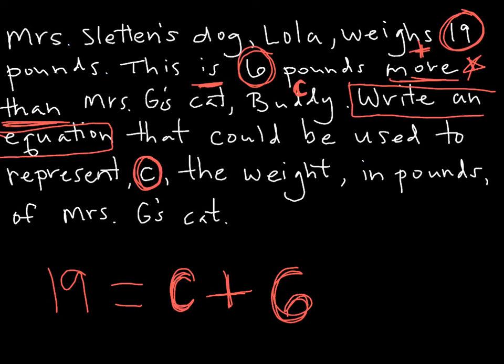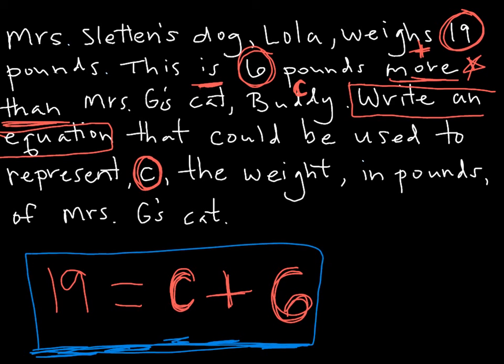Okay, I'm just going to read back through this and see if this makes sense while I'm watching my equation. I think that's just always a good rule of thumb, to go back through it. So Mrs. Sletton's dog Lola weighs 19 pounds. This is 6 pounds more than Mrs. G's cat Buddy. Yep, I think we have it. Here is the equation that matches that sentence. All right, hopefully you guys have a better understanding of how to write expressions and equations and figuring out which one is which. Have a nice day.